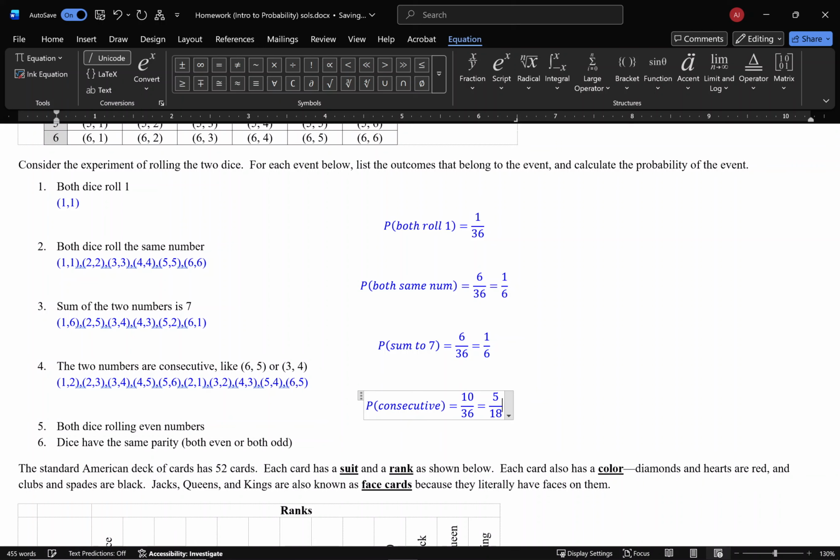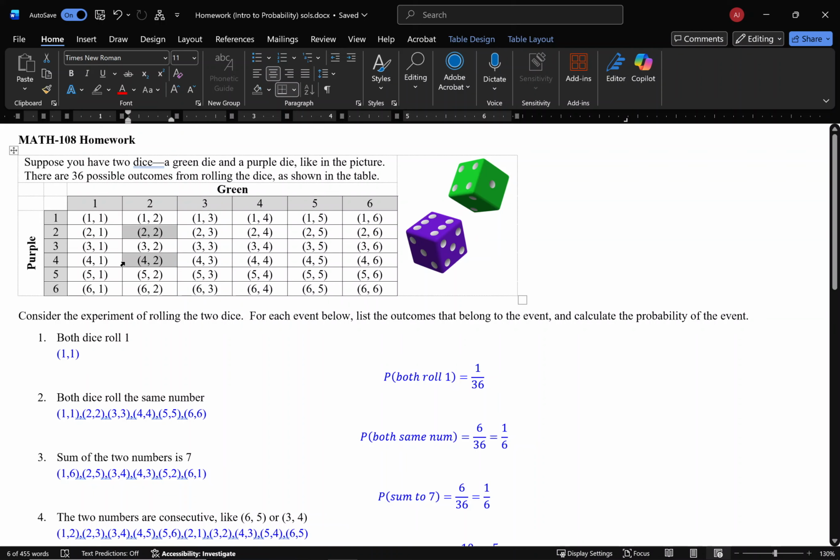Next, both dice rolling even numbers. Both being even, we can look at the table again. We have (2, 2), (4, 2), (6, 2), (2, 4), (4, 4), (6, 4), and (2, 6), (4, 6), (6, 6). They make a little grid pattern. So I think that's 9 possibilities.